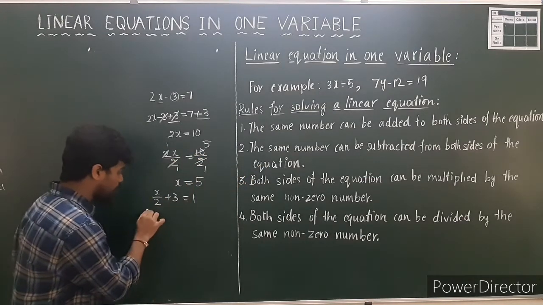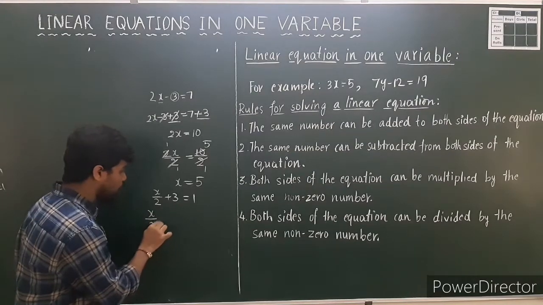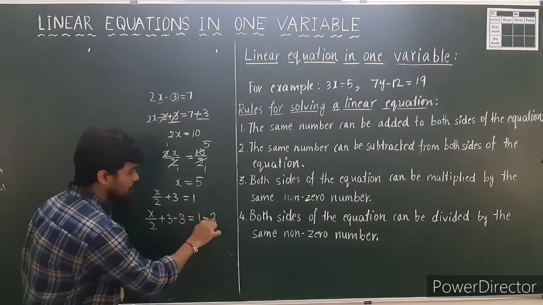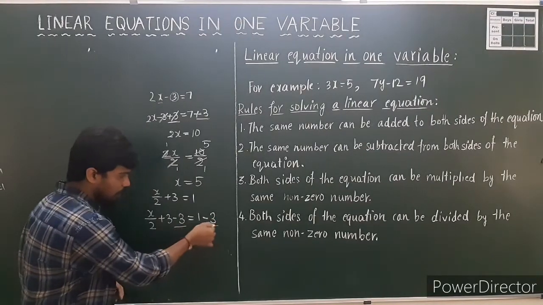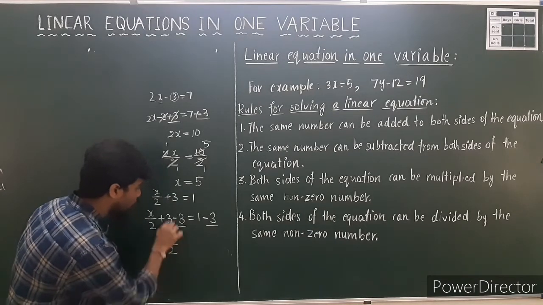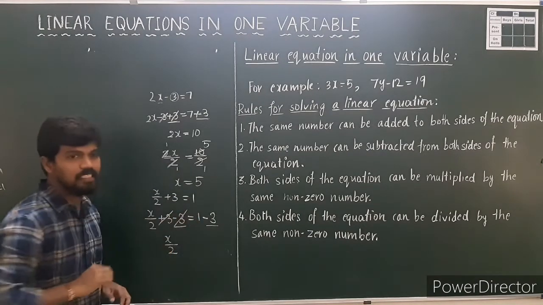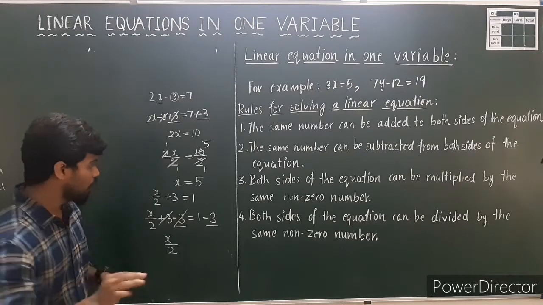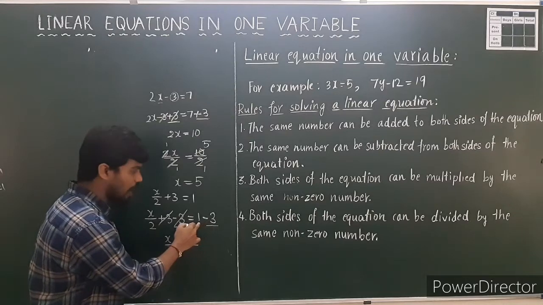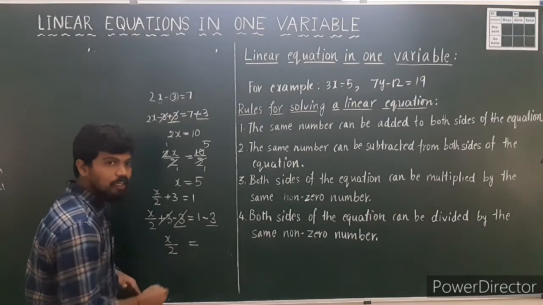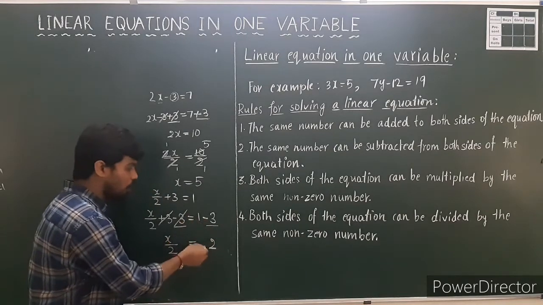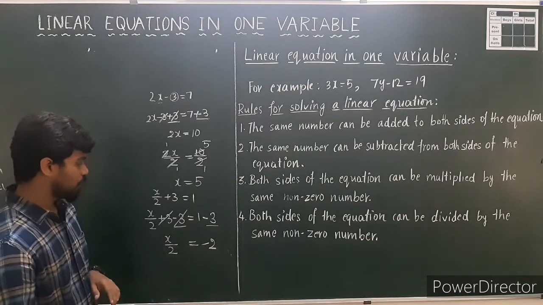So we have to subtract 3 on both sides of the equation. So minus 3 equal to 1 minus 3. Next, x by 2 plus 3 minus 3 get cancelled, so plus 3 minus 3 you get 0. So 1 minus 3, two different signs, subtract. So 3 minus 1 you get 2, and the larger value sign is minus, so you have minus 2.